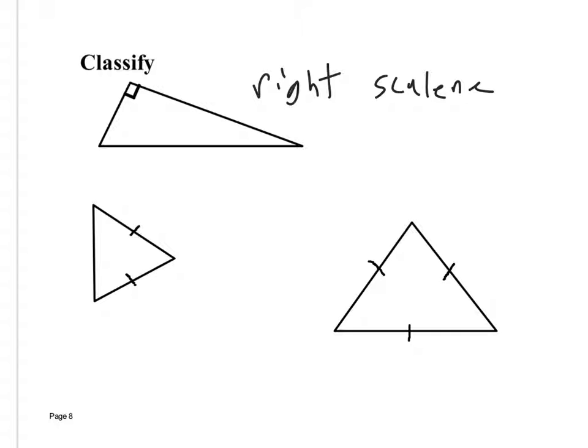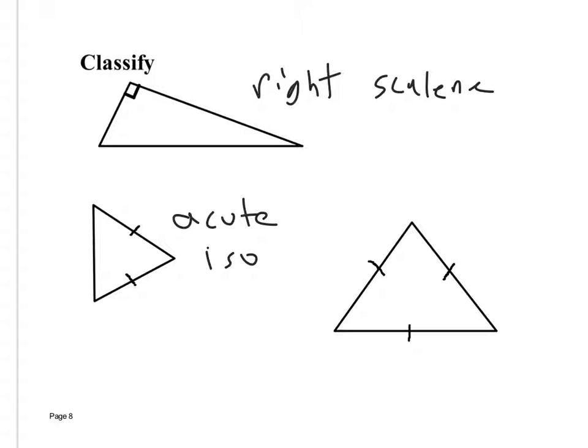The next one. Based off angles, it's an acute triangle because all the angles are acute. It has two sides that are congruent. So this is an isosceles. I'm just going to write iso, just for abbreviation.